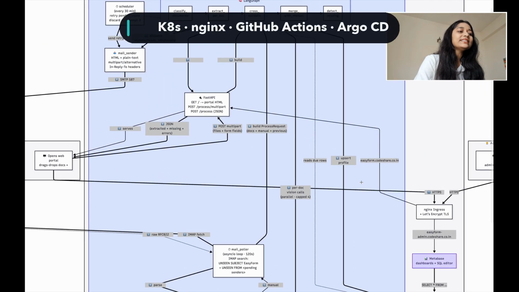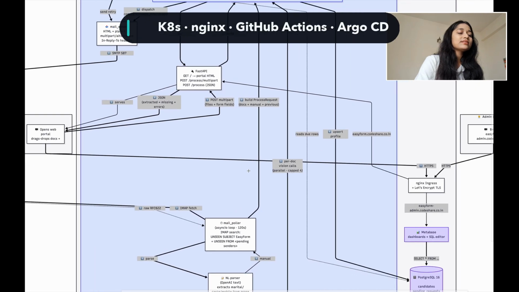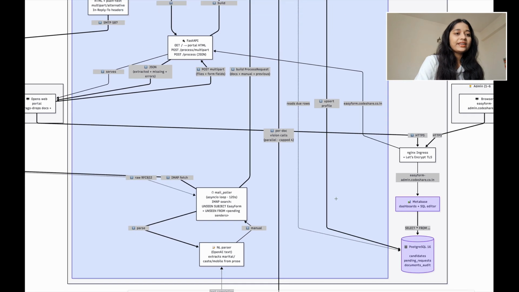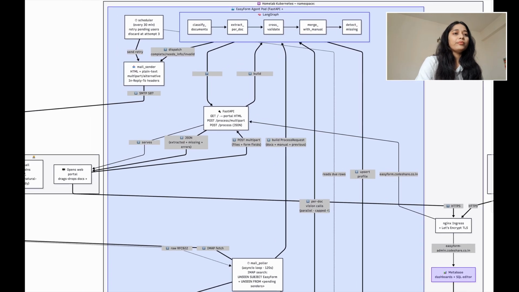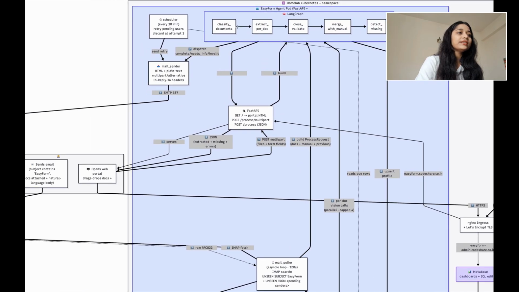So all of this is wrapped in Kubernetes with the nginx Ingress, cert-manager for HTTPS, GitHub Actions for CI/CD, and Argo CD for GitOps. And this portion, which is the heart of our AI agent, is the LangGraph state machine. There are 4 main nodes, and each one does one thing.